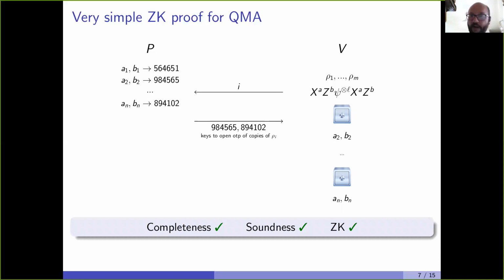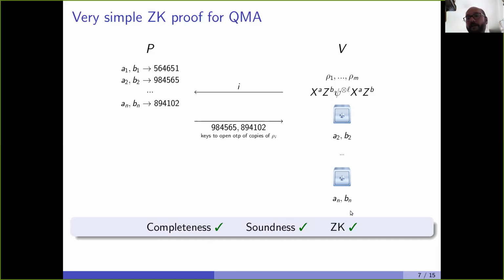I don't have too much time to explain these in detail, but it might not be hard to see that this protocol is complete, because if the prover and the verifier are honest, then the verifier will get convinced with very high probability, and the probability is the same as the completeness of Liu's protocol. And the same thing for soundness, because from the point of view of the verifier, she is doing the exact same test that she would be doing in Liu's verification.